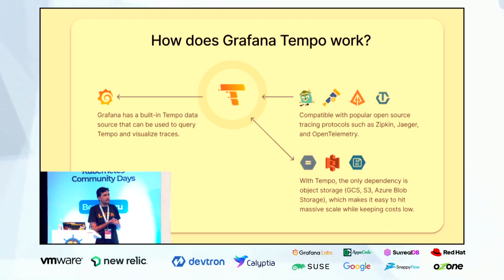Tempo relies heavily on object store to save its traces for long term. So we will receive your trace, build a block, cut that block, and flush that block to an object store for long-term storage. That allows us to store traces for cheap. And when you query, we pull that block back from object store, do the querying, and then return the results back to you. And we'll talk about object store later. And because we rely on object store, we can offer longer retentions for cheap with Tempo.